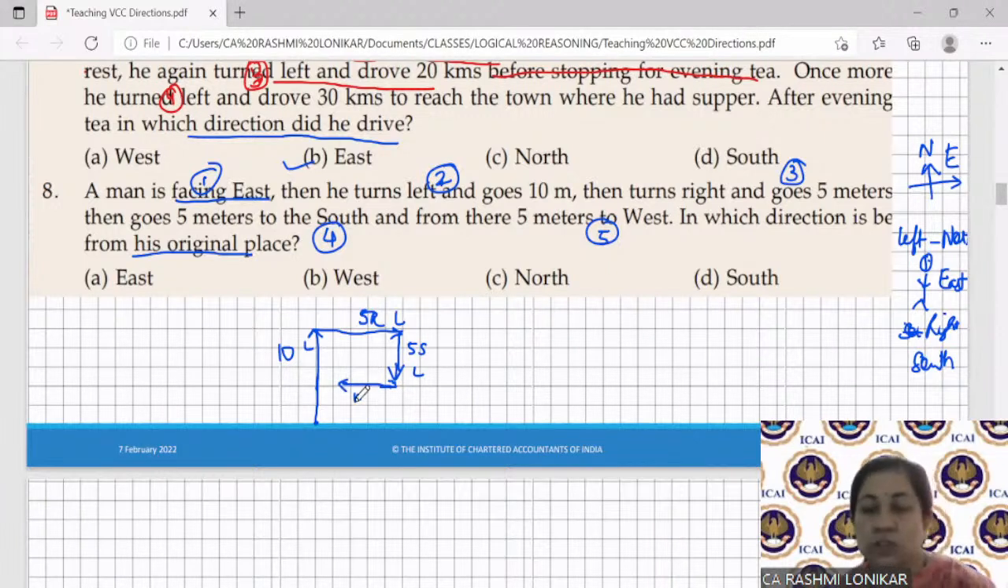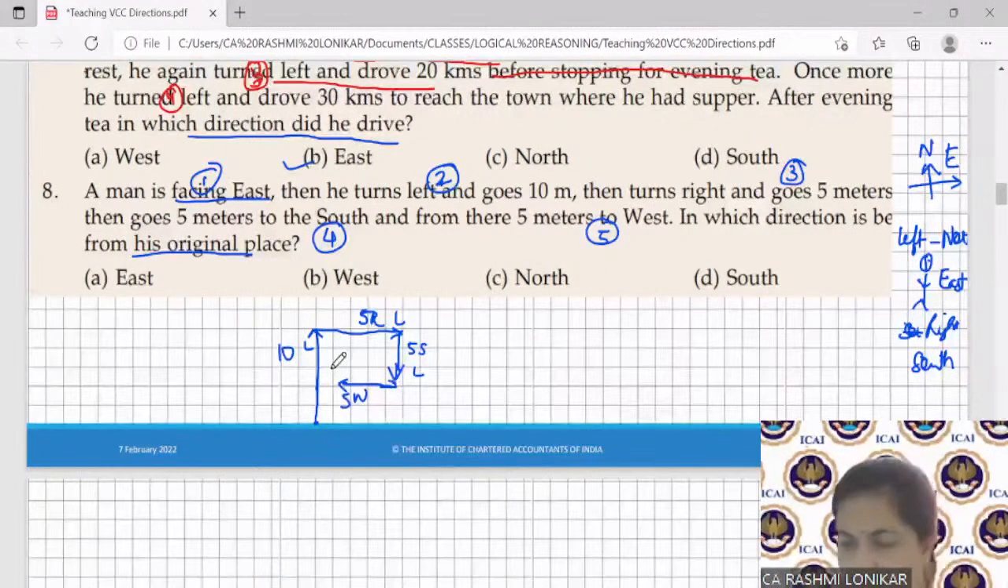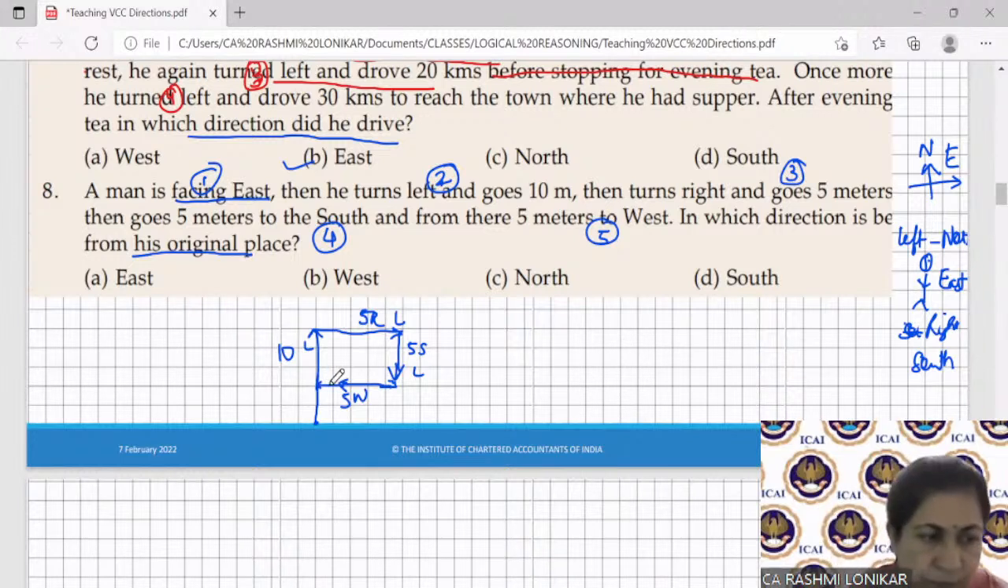Five meters to the west. In which direction is he? Okay, in which direction is he? Yes. So he is in which direction? He is in west direction, right?